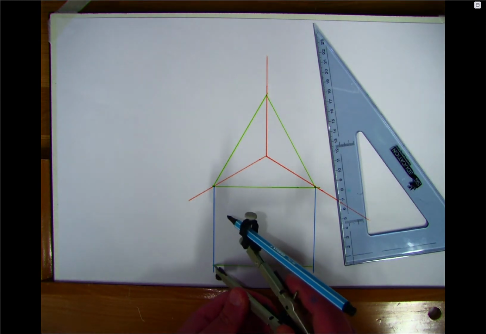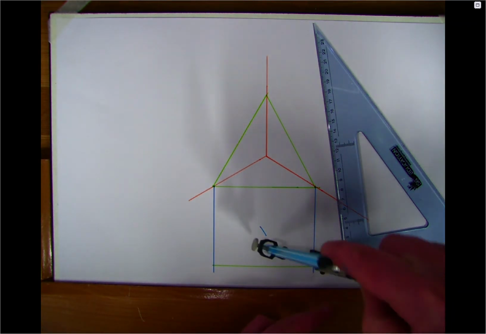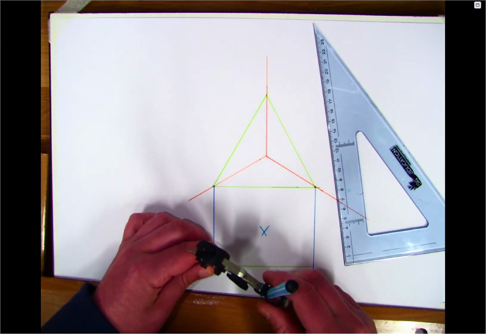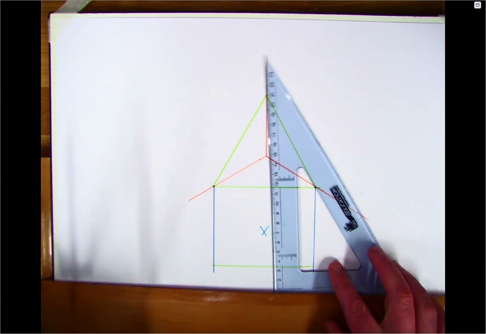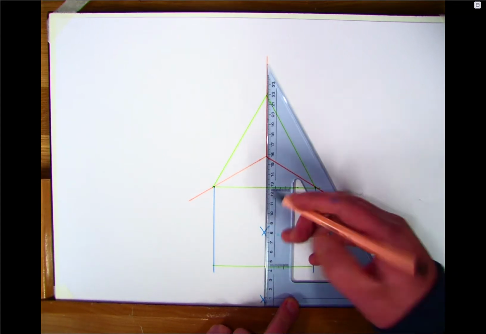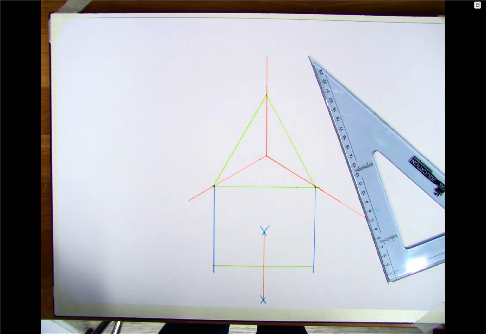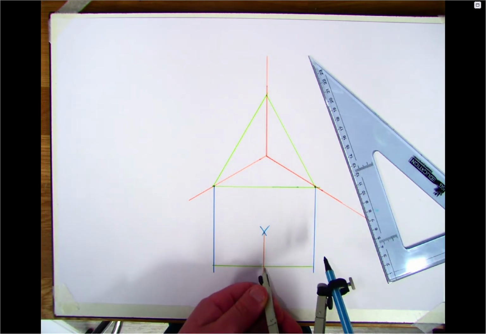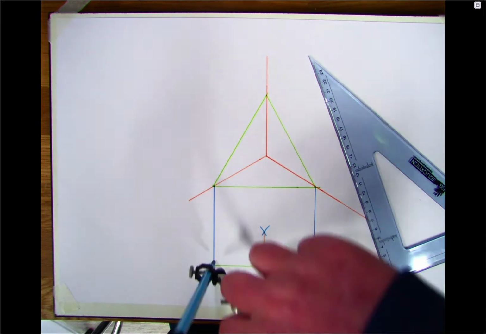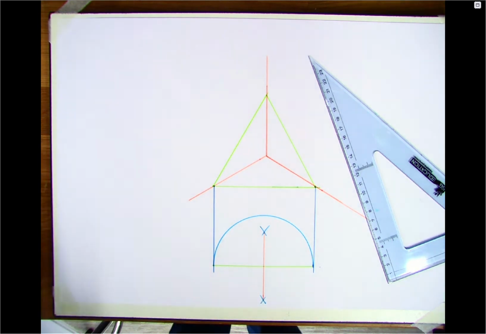We're going to bisect this first. So as long as I set my compass over halfway, I draw it from both sides, and do the same on the bottom. Okay, so there's my center line, and again, just to keep it light, we've got a peach there to draw that, and then we'll draw my semicircle like so. Okay, so that's good. Right, so that's that part done.